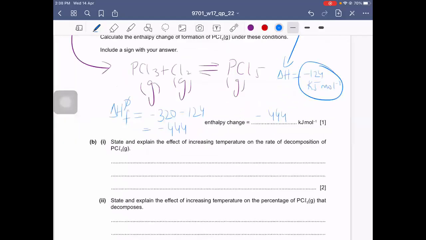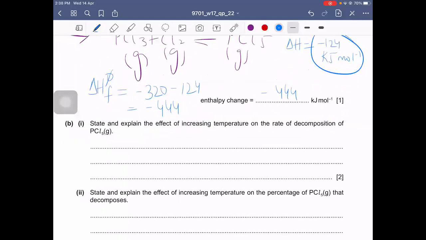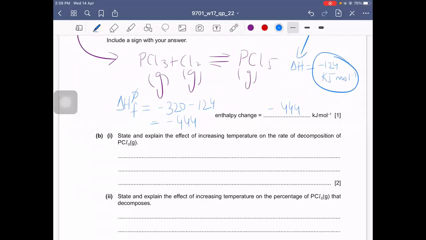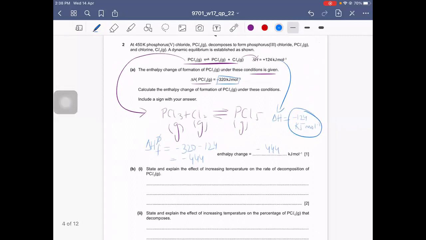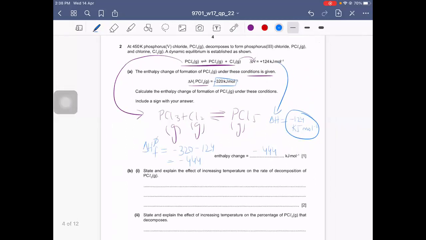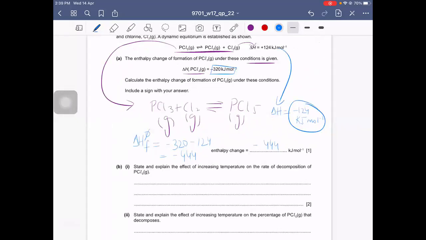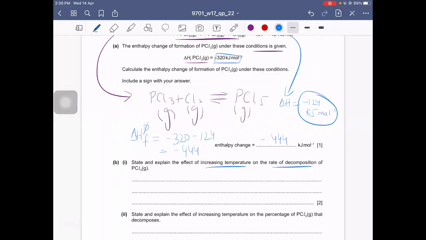Moving forward, they ask you to state and explain the effect of increasing the temperature on the rate of decomposition of PCl5. Please understand that if I am increasing the temperature, the rate will always increase because the collision frequency of the particles will now increase. So the energy of these particles is greater than the energy of activation.